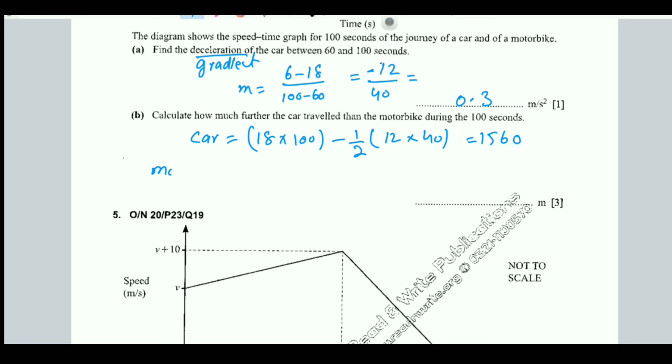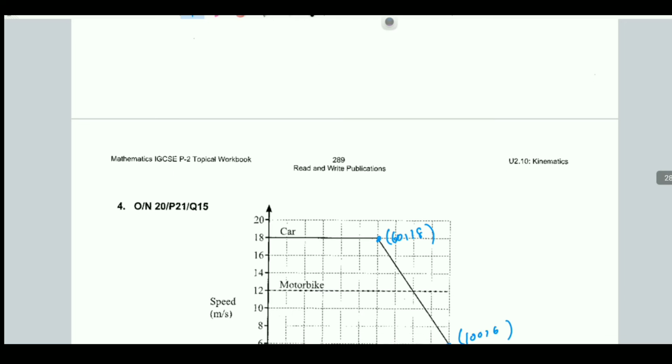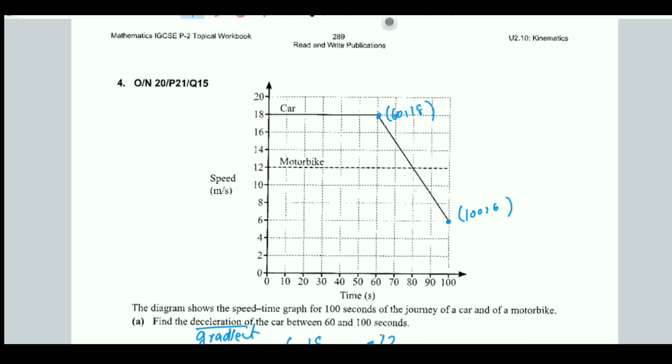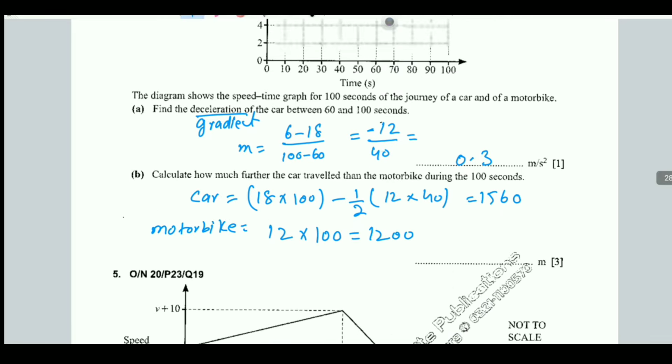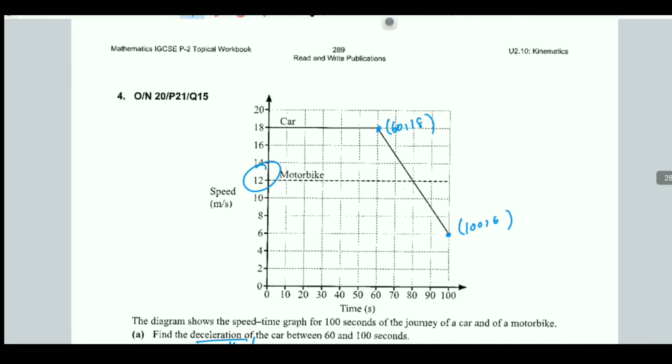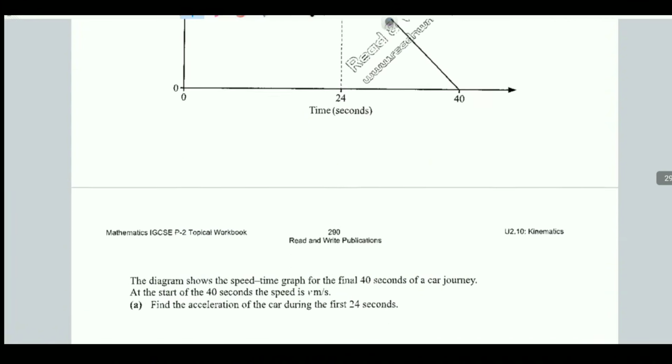Area of the motorbike is equal to 12 multiplied by 100, that is 1200. Motorbike area, you can see this is the area of the motorbike. This whole is the area of the motorbike. So now you will find it: the height is 12 and the width is 100. 12 multiplied by 100 is the area of the rectangle.